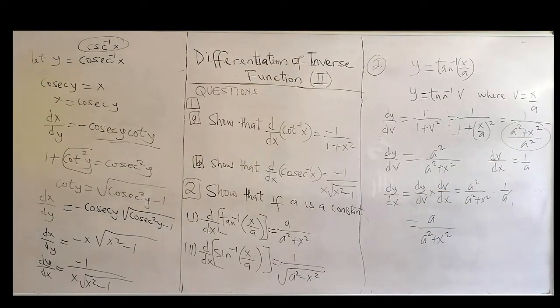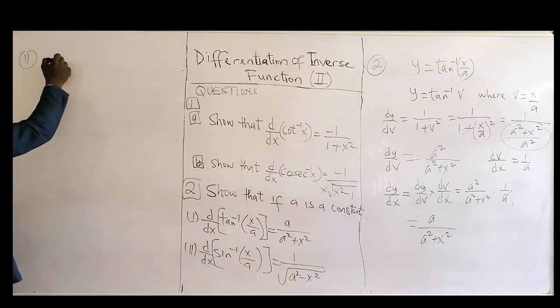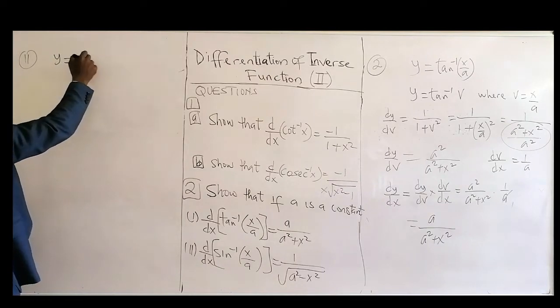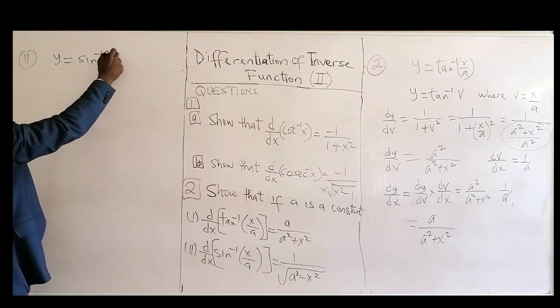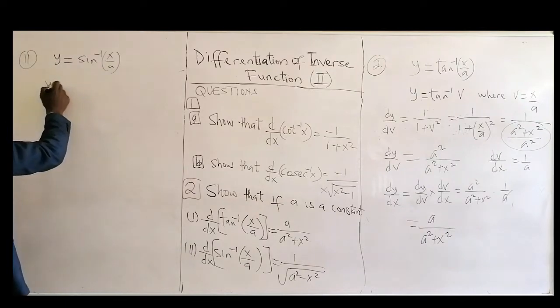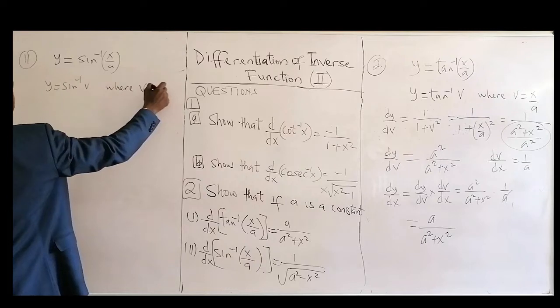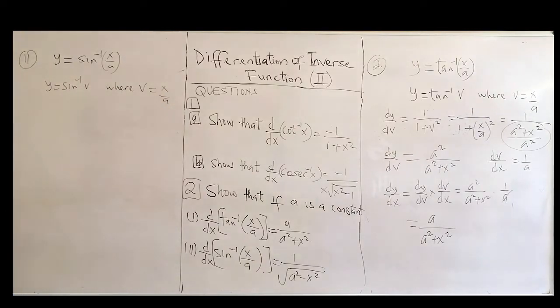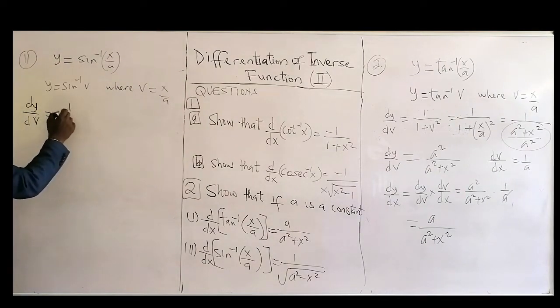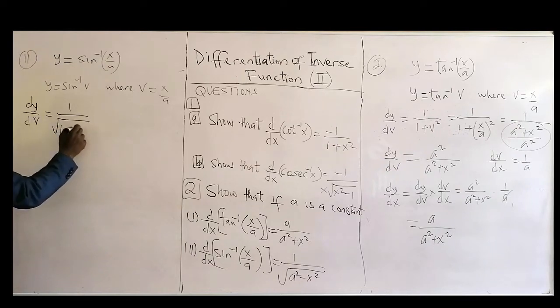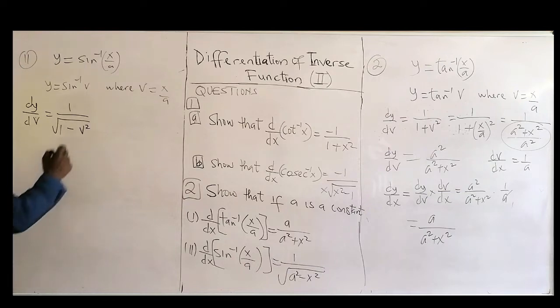We'll quickly go to the b part. Go to the b part. So let's give it a letter. Let y be equal to what? Arcsine of x over a. So that y is equal to what? Arcsine v, where v is equal to what? x over a. So can we get dy/dv, which is what? 1 over the square root of 1 minus, which is what? v squared. Okay, then we can solve this.